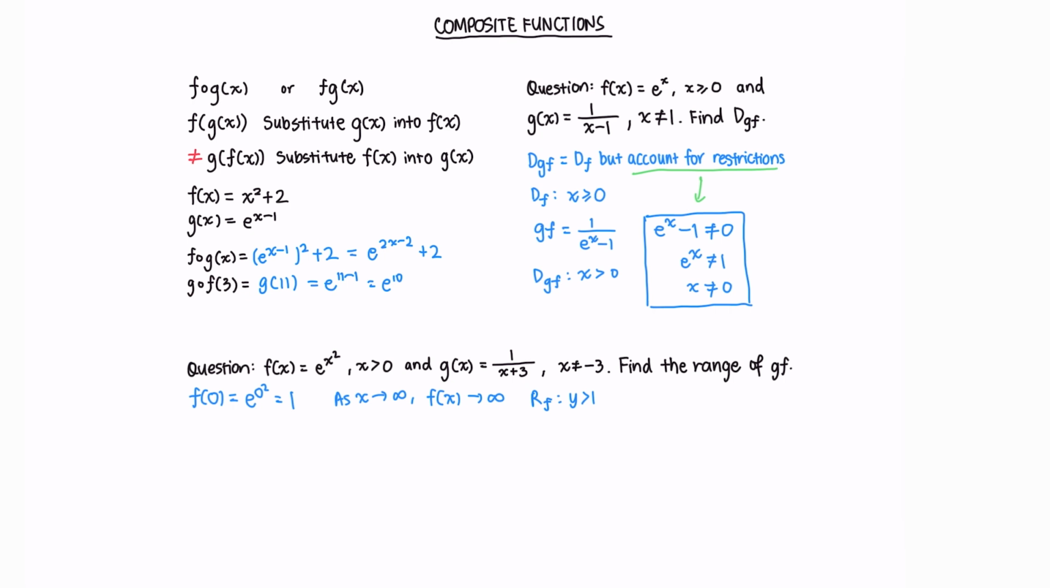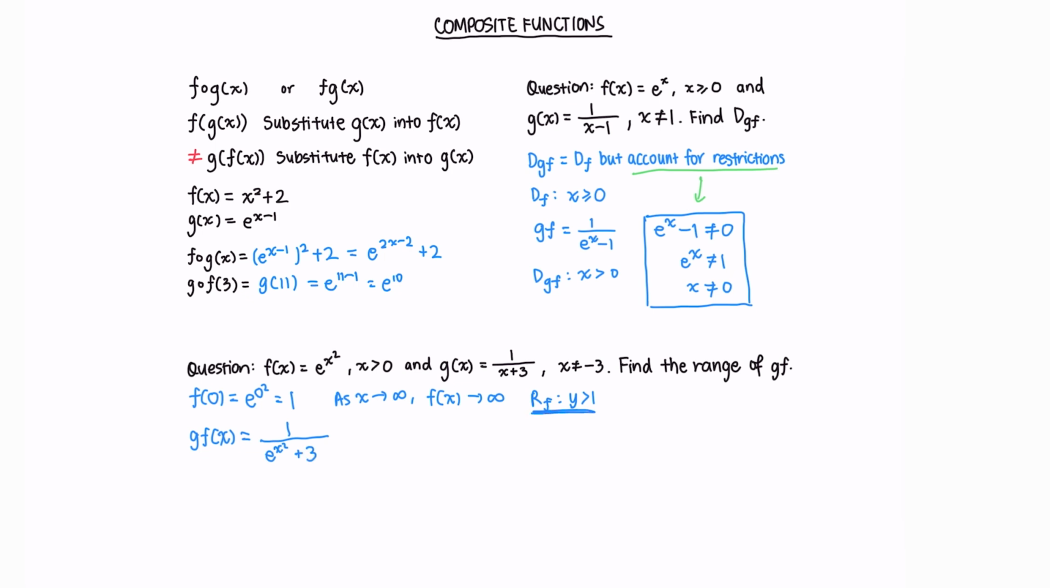Again, to find the range without a GDC, what I like to do is use the endpoints of the domain to help me, as well as use any minimum or maximum points. Okay? Now that we have our range of f, let's find out what gf is. gf is just substituting f(x) into this x over here. So we'll get 1 over e to the power of x squared plus 3.